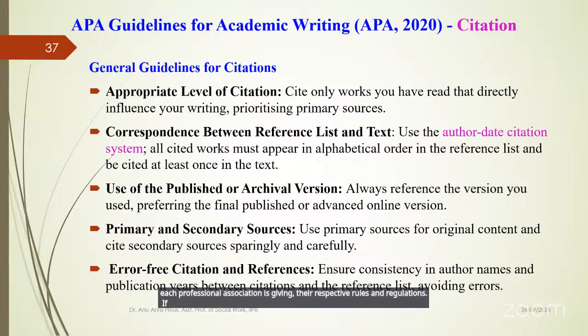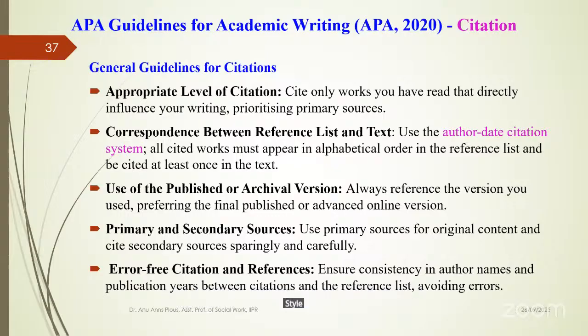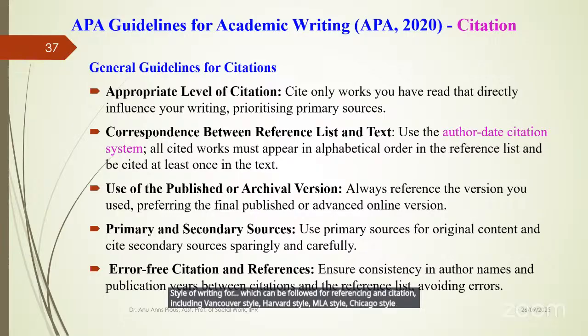If you are going to publish, or write a report for your organization or a journal that follows the APA style of writing, there is a set of rules and regulations, which we will discuss in the coming slides. In addition to APA, there are a number of other styles of writing which can be followed for referencing and citation, including Vancouver style, Harvard style, MLA style, Chicago style, IEEE style, like that. So many are there. So the author's responsibility is to find out which style, exclusively for citation and references, the respective journal or institution is following.